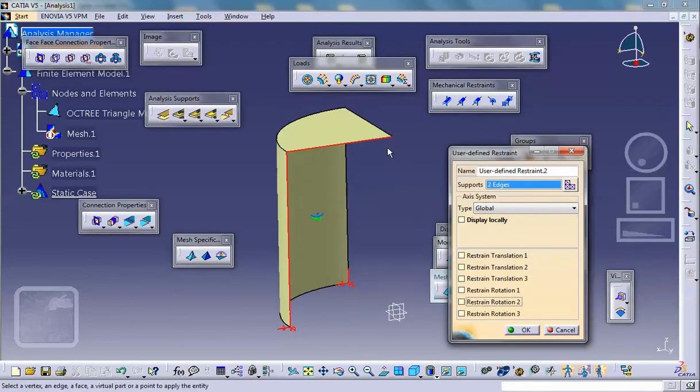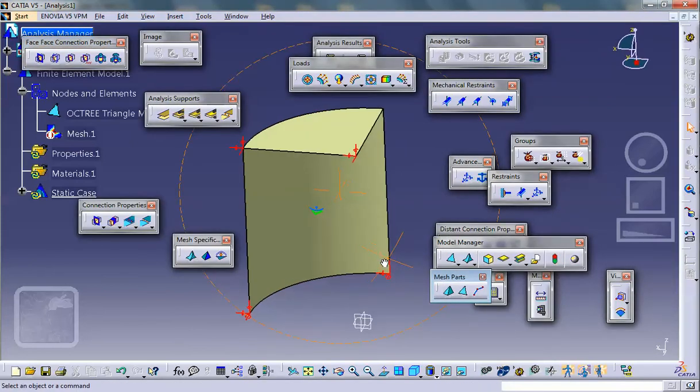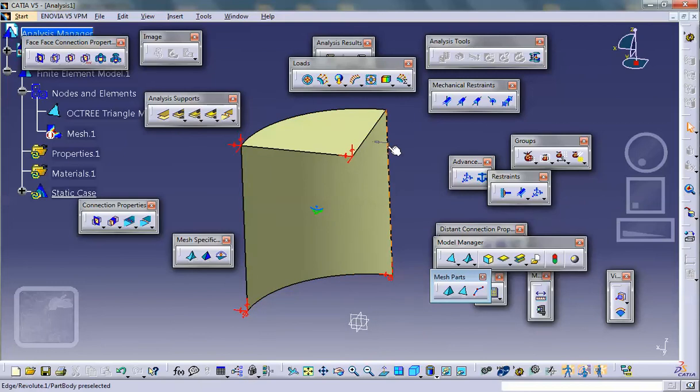These two edges are plane of symmetry, and that plane of symmetry is parallel to the XZ plane. You can see the coordinate system XZ plane. Therefore, there is no displacement in the direction Y, and rotations now are exactly opposite. We say OK. And we do exactly the same thing on the edges on the right-hand side.